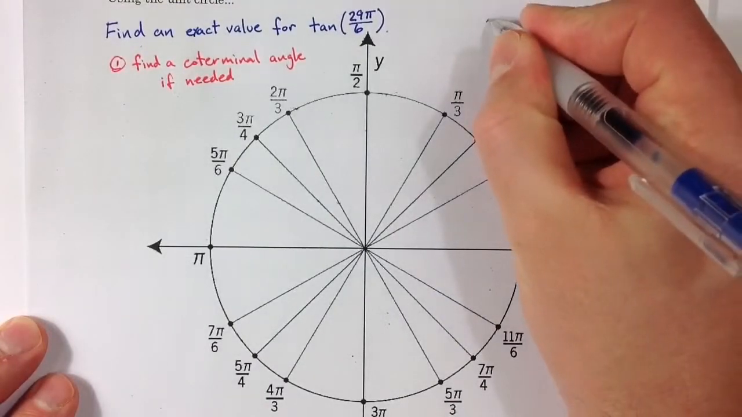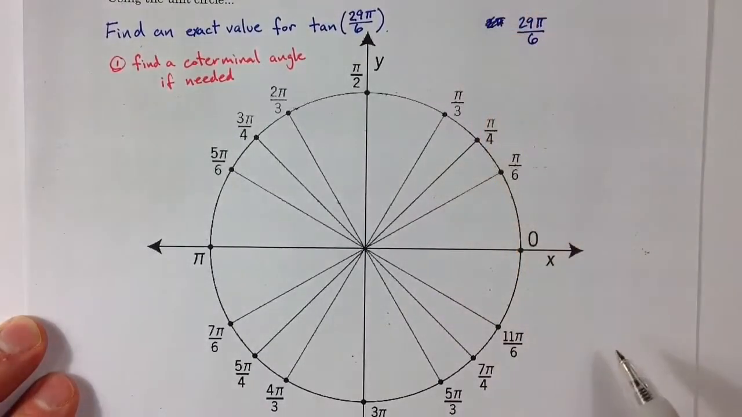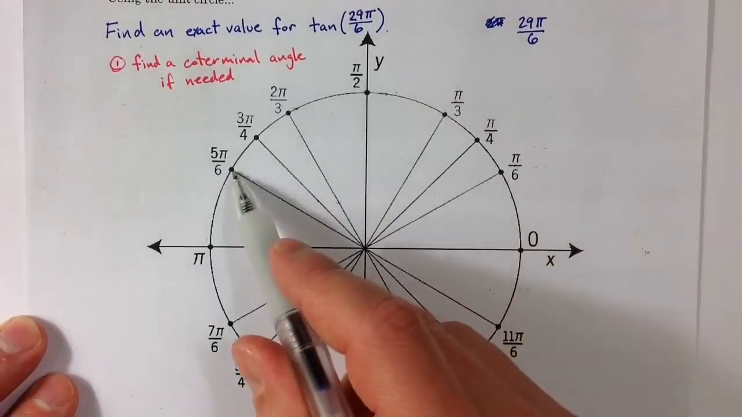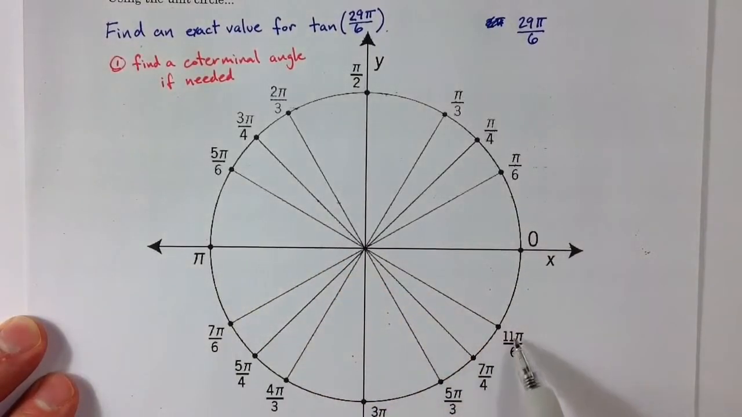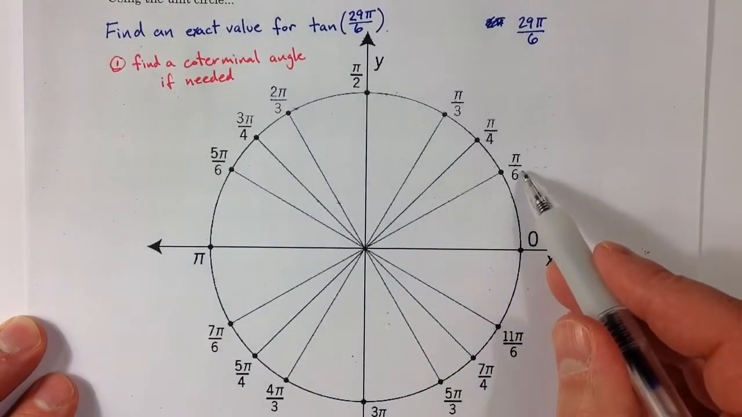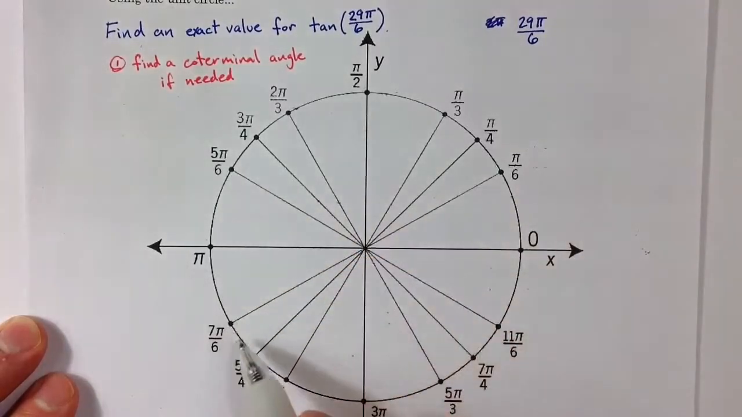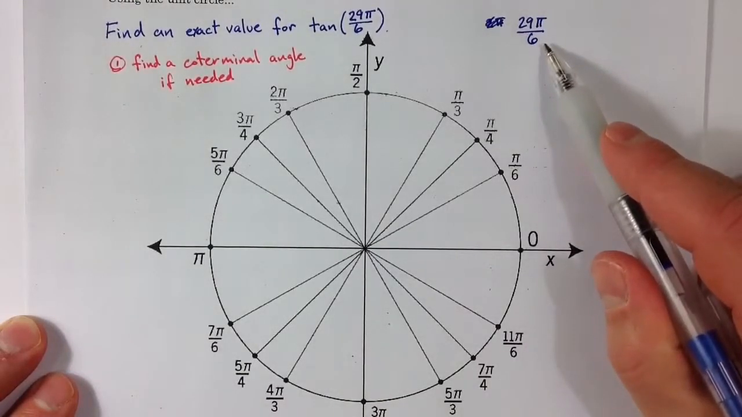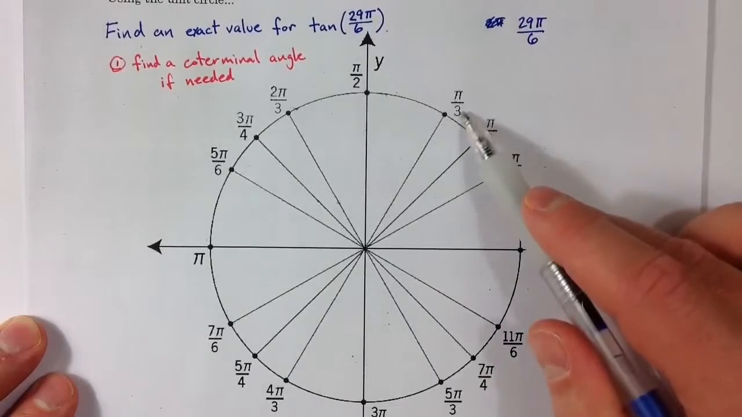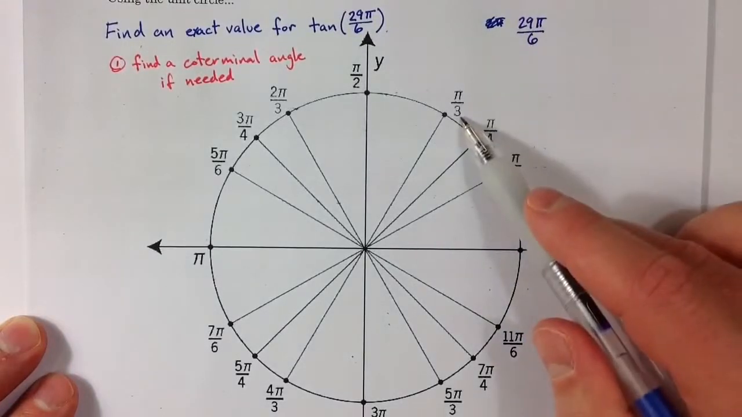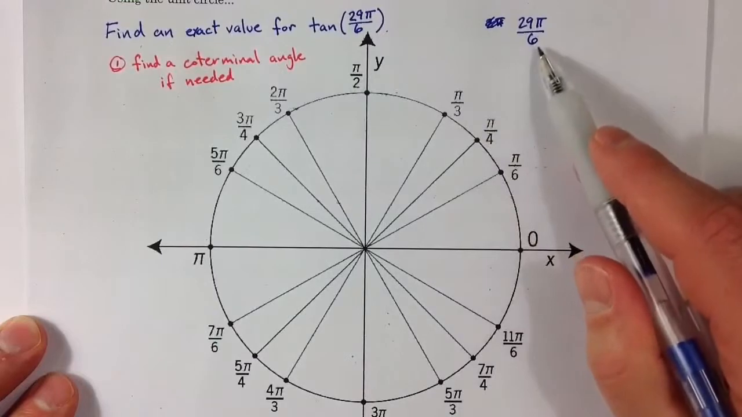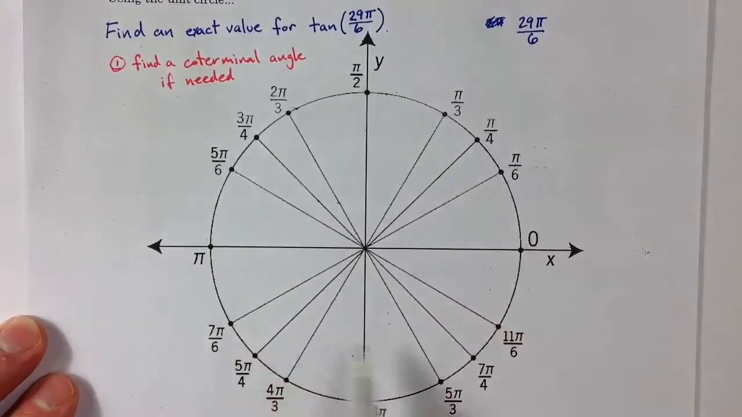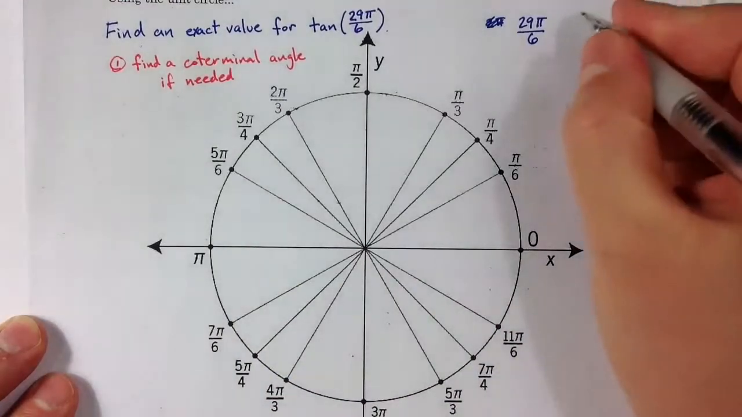So 29 pi over 6, we might make a conjecture here, and it's true, it's going to correspond to one of the multiples of pi over 6. So it's going to correspond to either pi over 6, 5 pi over 6, 7 pi over 6, or 11 pi over 6, because 29 pi over 6 is in simplest terms. I can't divide 29 by 2 and turn the denominator into 3, or anything like that. So it's going to correspond to one of those places that have a denominator of 6, but let's think about which one.